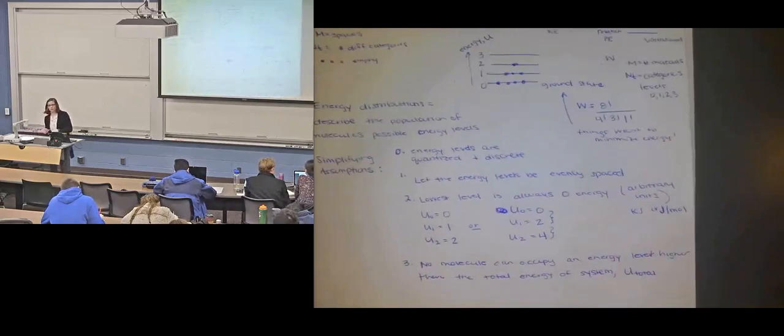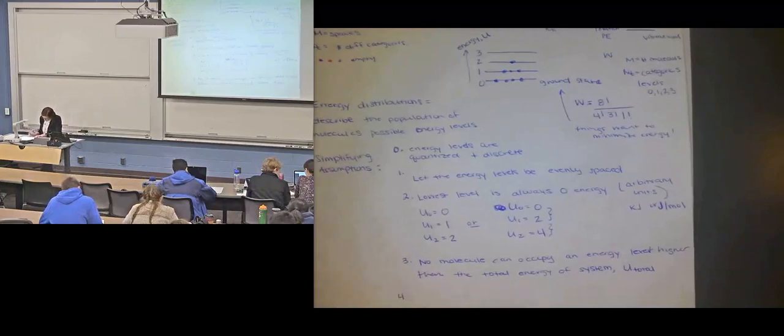Number 3: no molecule can occupy an energy level higher than the total energy of the system, which we're going to call U total. So if, for example, your total energy was 4, there's no single molecule in the 5th energy level. It's just not possible.